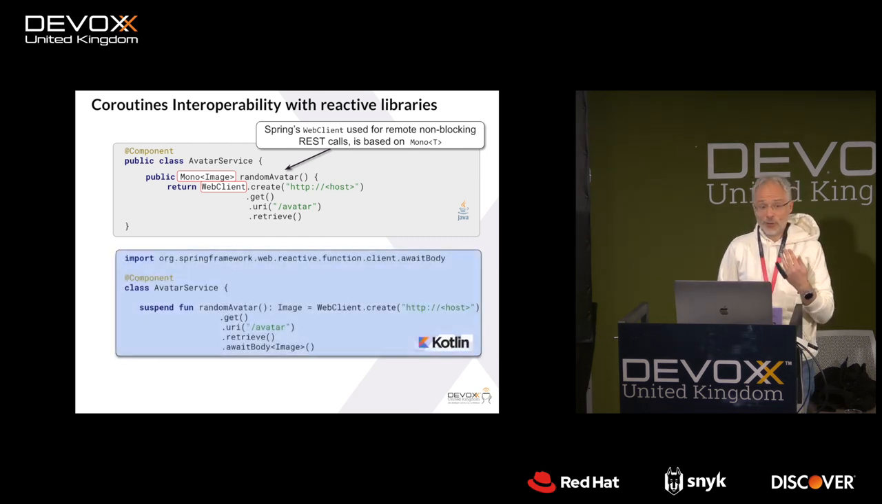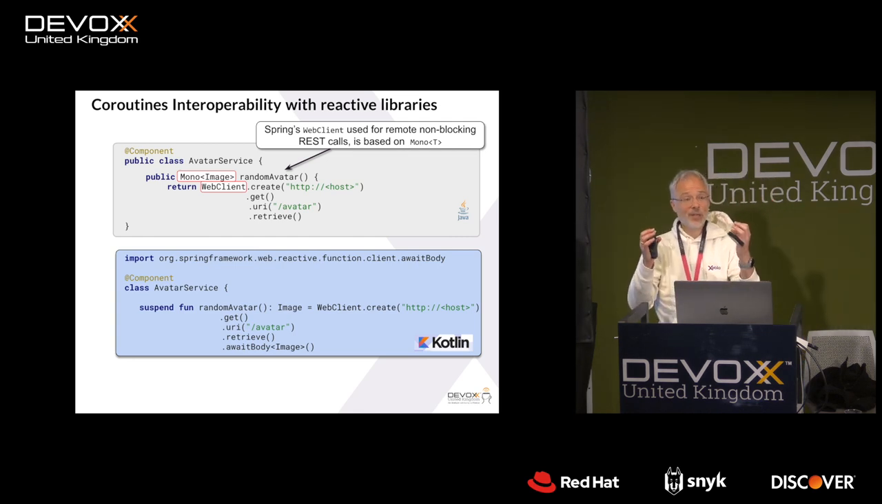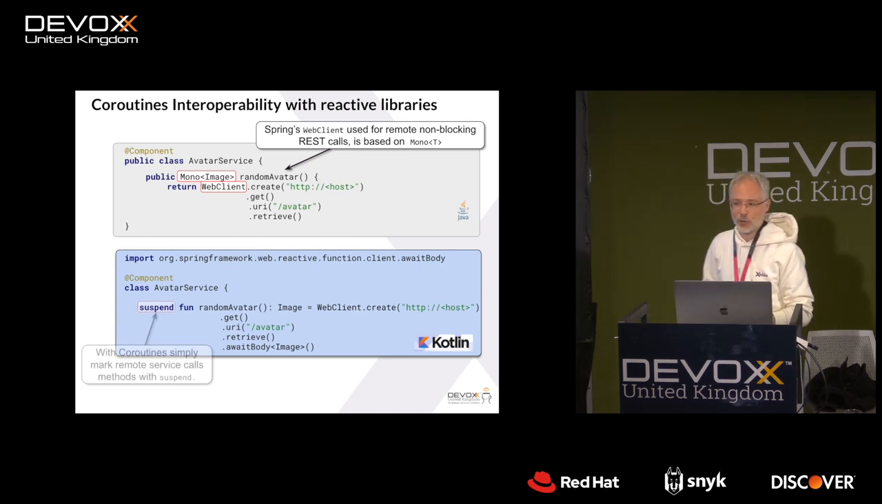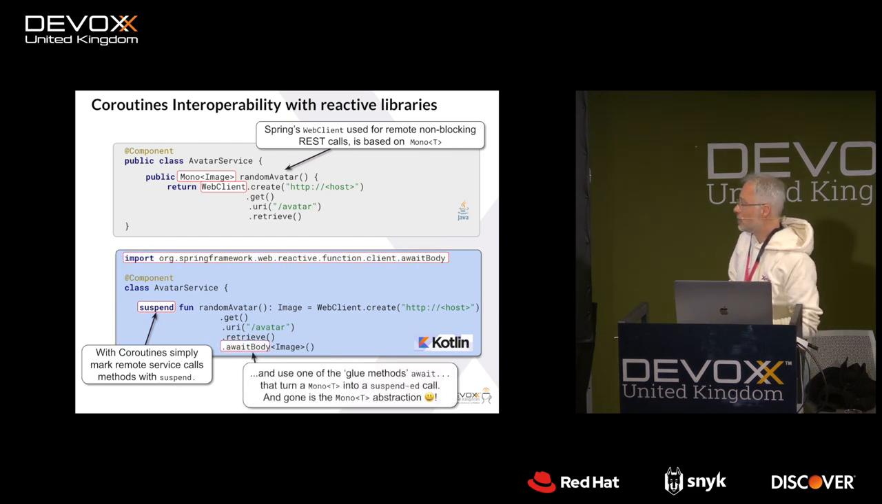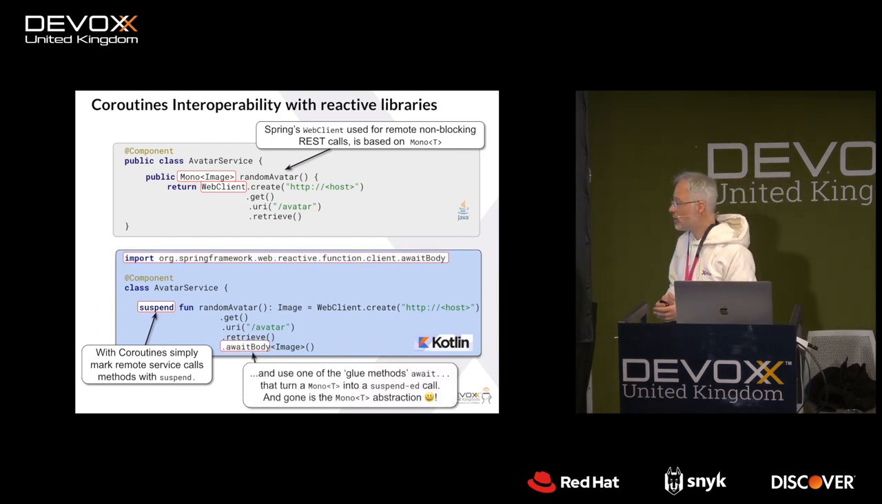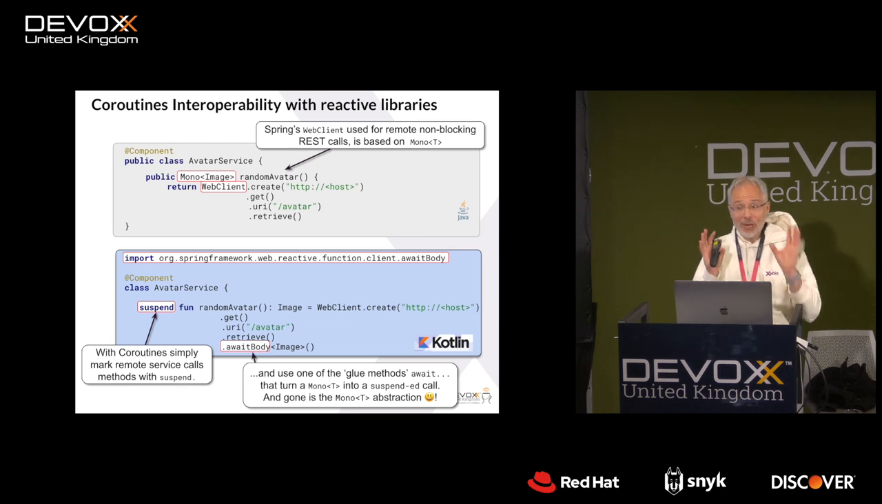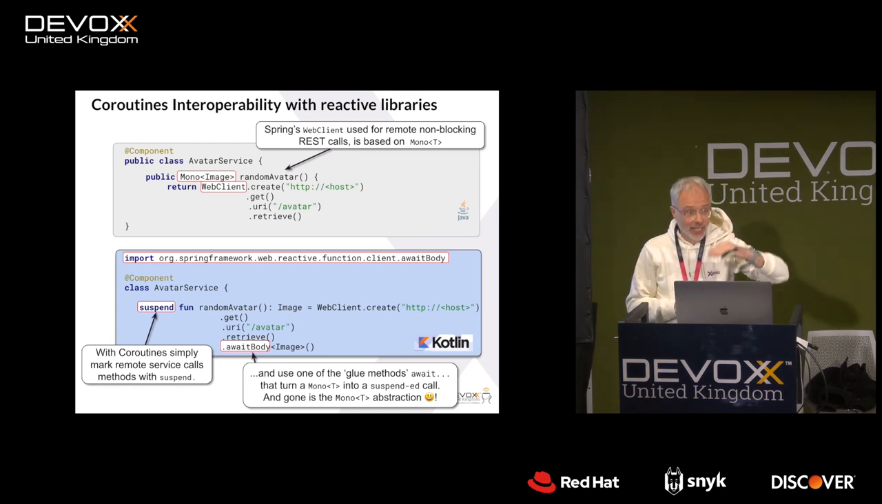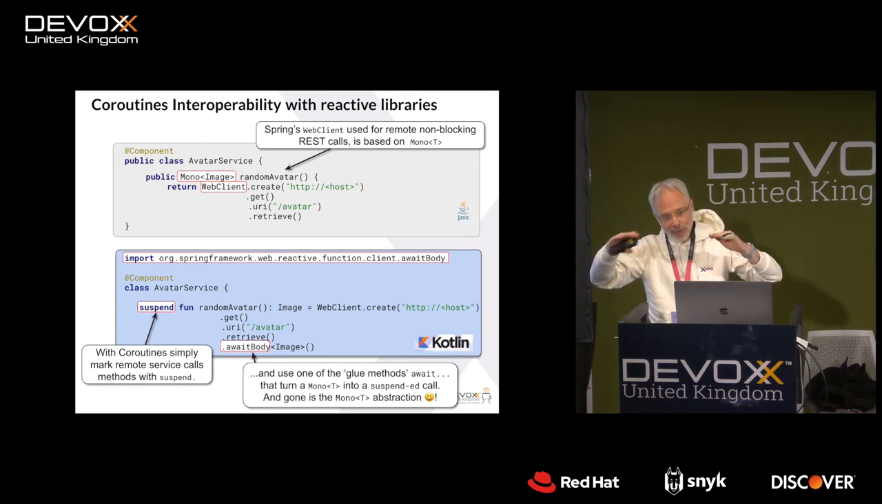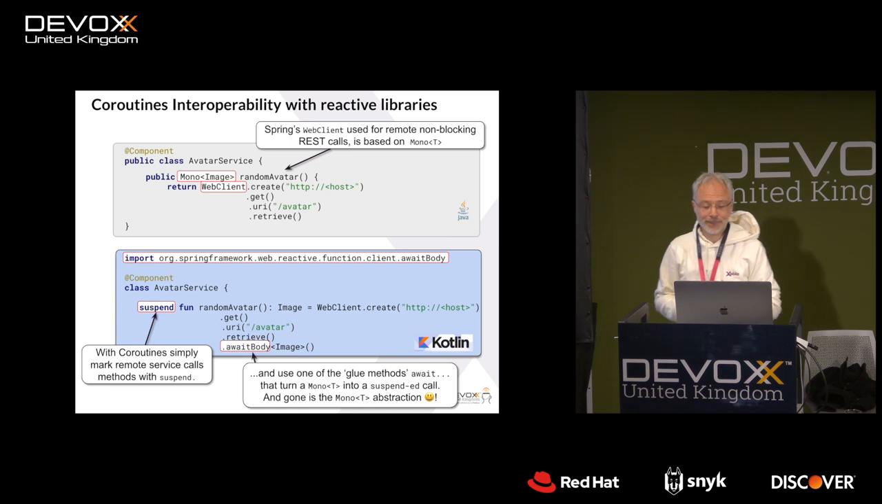So this would be an example in Java using Reactor again from Spring Boot that returns these Monos. The only thing I have to do to lift this implementation to coroutines is first, mark my method suspend. Second, use one of these extension methods, which then simply lifts my Mono into a suspend call. And by doing so, I get completely rid of this nasty Mono abstraction. So from now on, it's simply express your logic sequentially instead of all these flatMap method calls and so on.